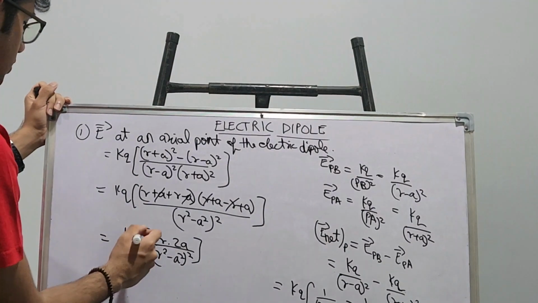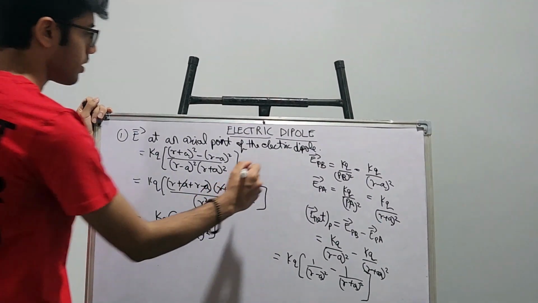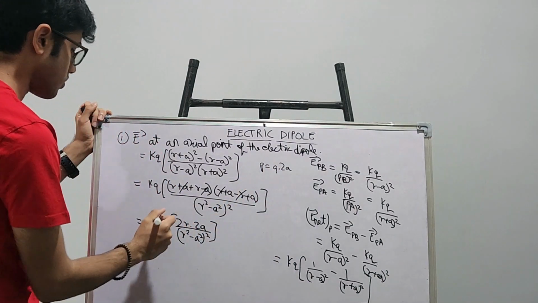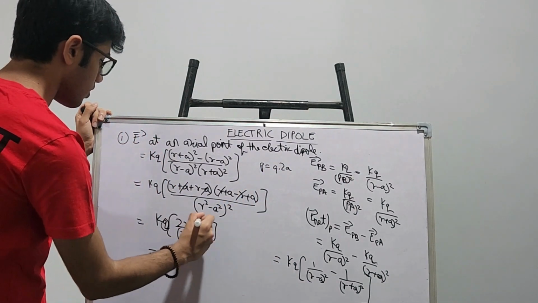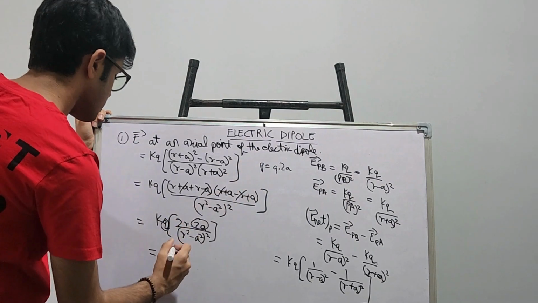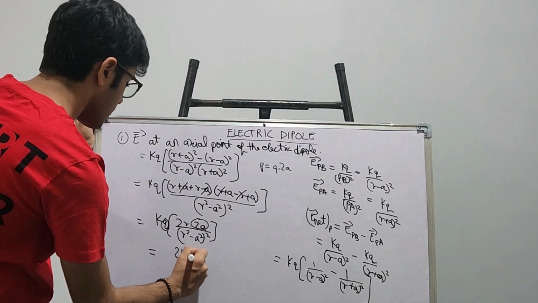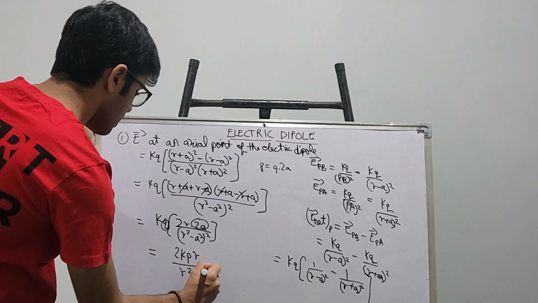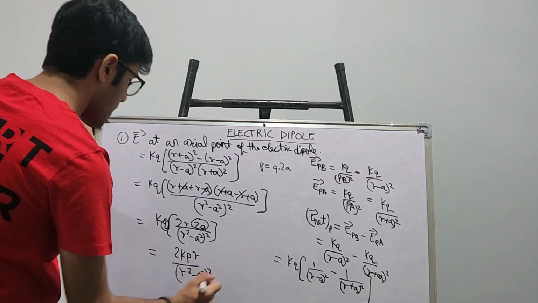Now we know that the dipole moment is q times 2a. So we can replace q times 2a by p, and we get 2kpr upon (r squared minus a squared) whole squared.